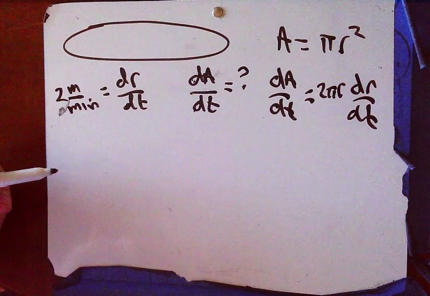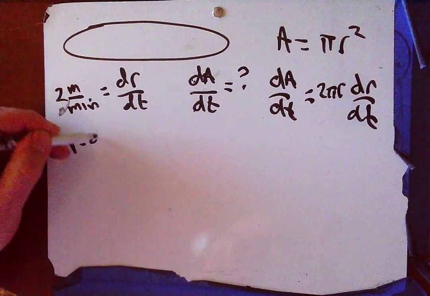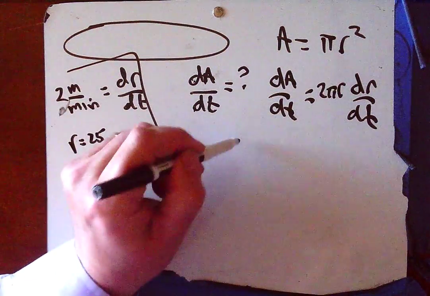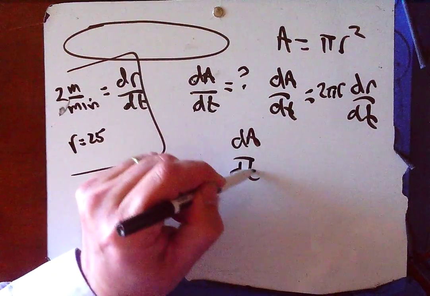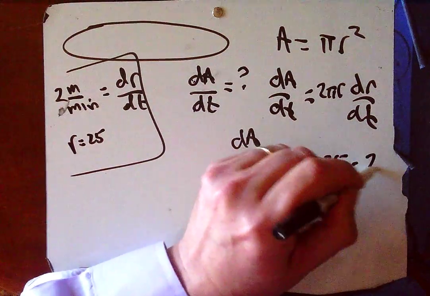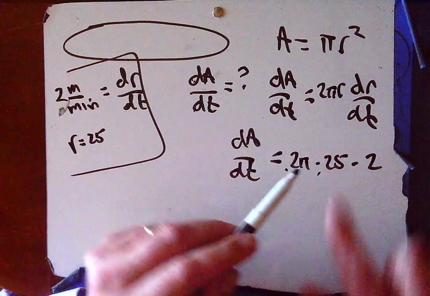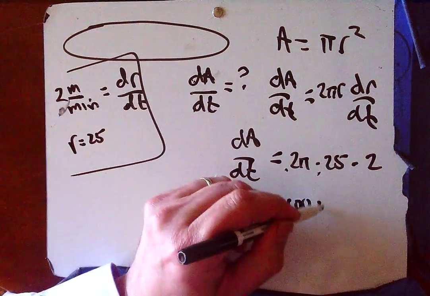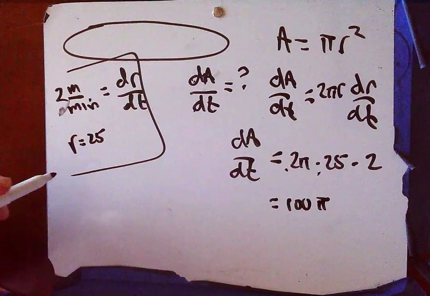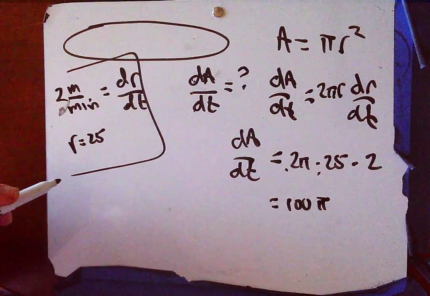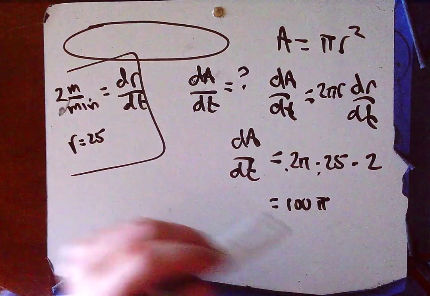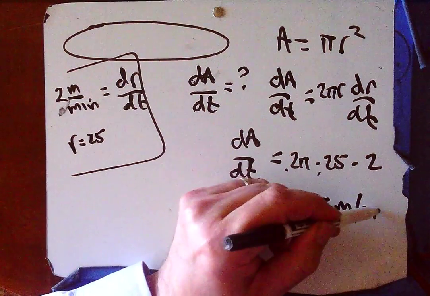Okay, well, let's plug in what we know. We know r is 25, and we know dr/dt is 2. So dA/dt equals 2 pi times 25 times 2, which is 4 times 25 or 100. And don't forget the pi, and don't forget the units. So we've got 100 pi meters per minute. Okay.